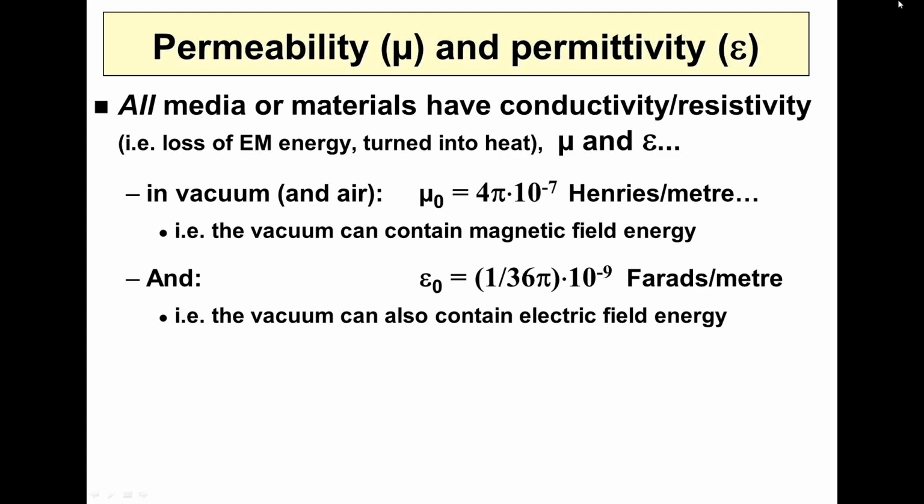In vacuum and air, pretty much, we have mu naught, the vacuum permeability, 4 pi times 10 to the minus 7 henries per meter. Henries, of course, is how we measure inductance. This means the vacuum, the air, the space between the stars, can contain magnetic field energy. And also, we have epsilon naught, the vacuum permittivity, 1 over 36 pi times 10 to the minus 9 farads per meter. So the vacuum and everything in it has the characteristics of electric field energy too. Energy is actually stored in the vacuum in these fields.